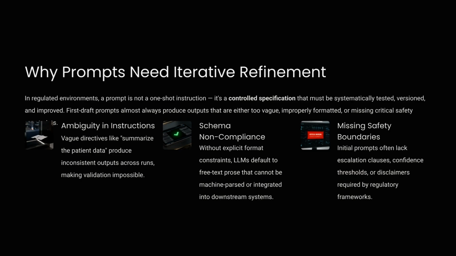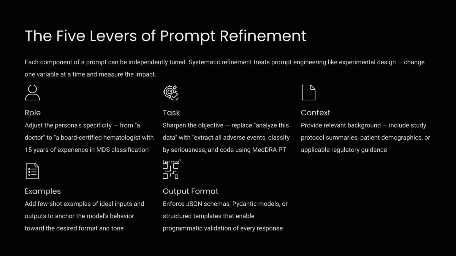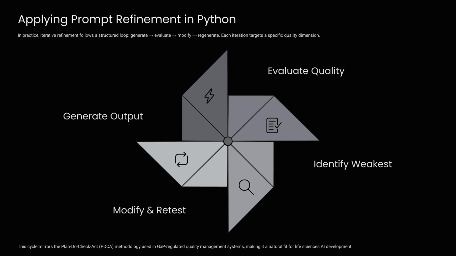In regulated environments, a prompt must be a controlled specification. Refinement uses 5 levers: role, adjusting the persona's specificity; task, sharpening the objective; context, providing relevant background; examples, adding few-shot learning; and output format, enforcing structured schemas for validation. Iterative refinement in Python follows a structured loop: generate, evaluate quality, identify the weakest link, and modify and retest. This cycle mirrors the Plan-Do-Check-Act quality management methodology, fitting naturally into life sciences AI development.